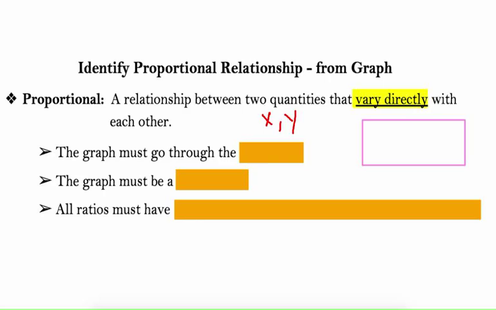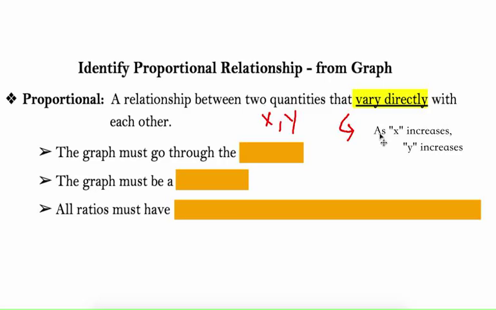So what does it mean by varying directly? Here's an example. When x and y, the quantities, vary directly, it means that as the x value increases, the y value also increases. So one change leads to another change. That's what they mean by varying directly. They're directly related to each other.